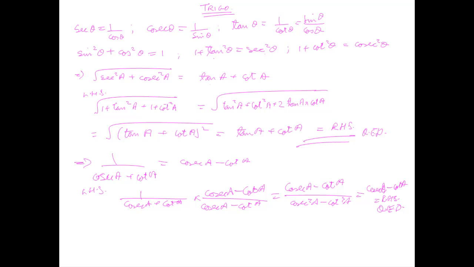Let's see another example in which if you convert in terms of sine and cos, the question will become easy to solve. Something like, the question says, children, sine of A upon sec of A plus tan of A minus 1 plus cos of A upon cosec A plus cot A minus 1 is equal to 1.